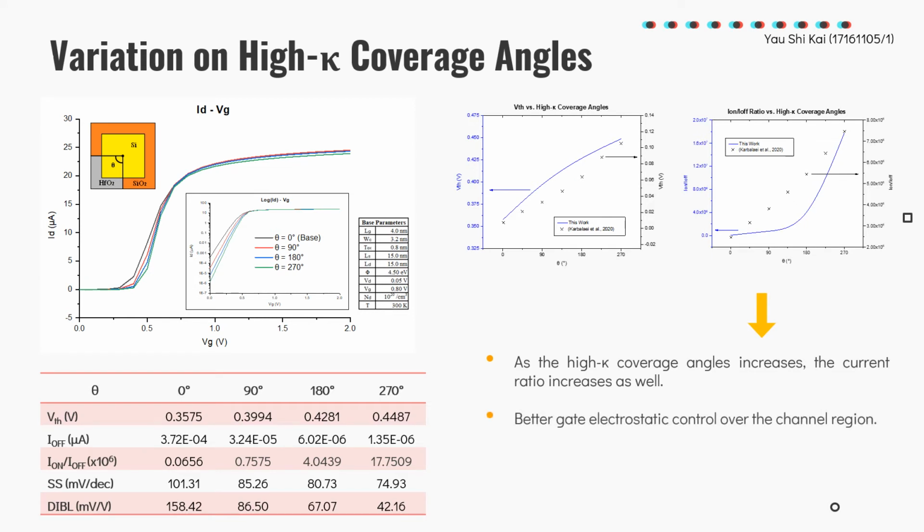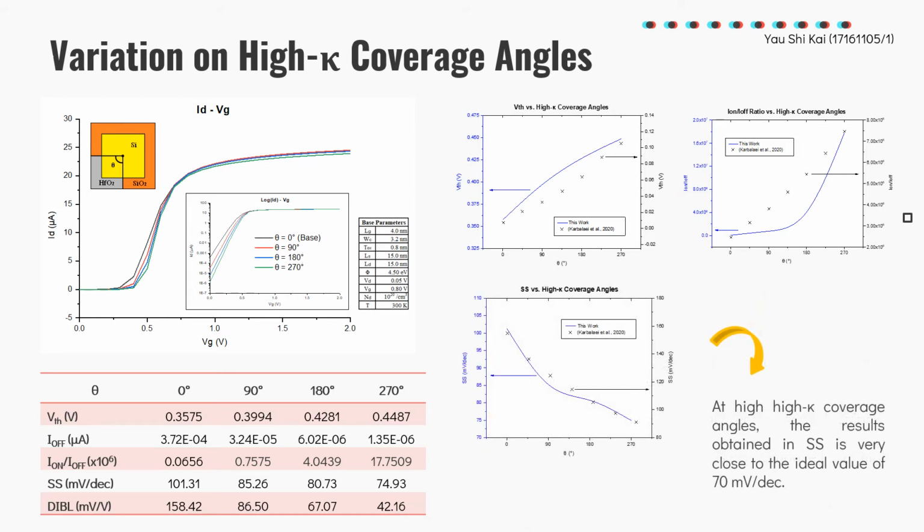This is due to better gate electrostatic control over the channel region in GAA nanowire FET with high-K dielectric material, which can reduce off current at low gate voltages and enhance on current at high gate biases. At high-K coverage angle, the sub-threshold swing obtained is very close to the ideal value of 60 mV per decade.